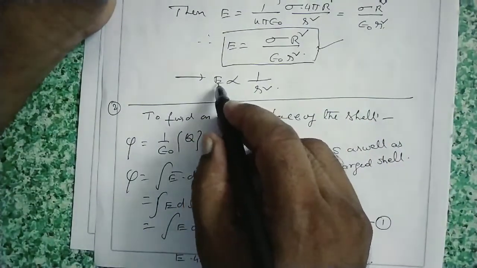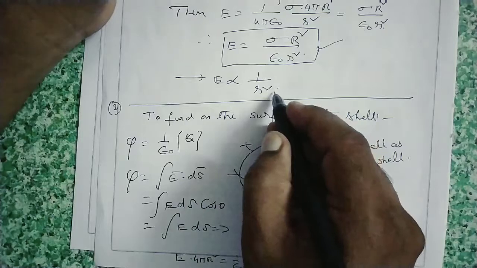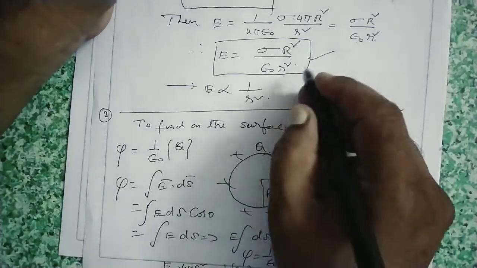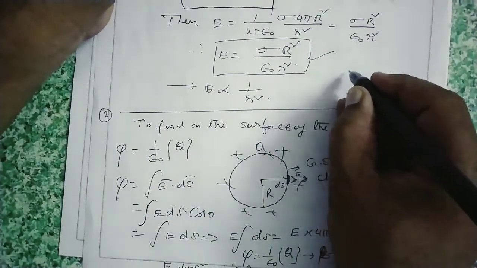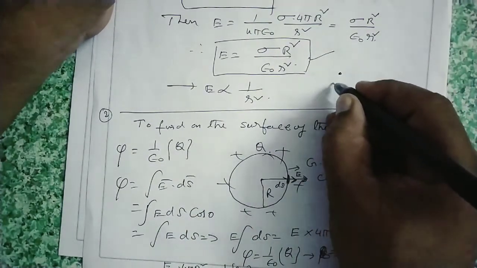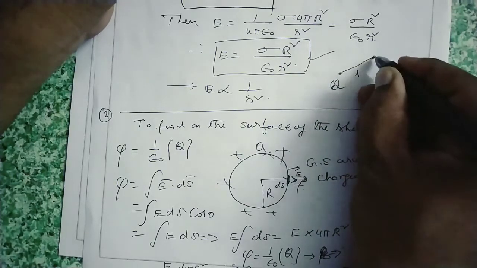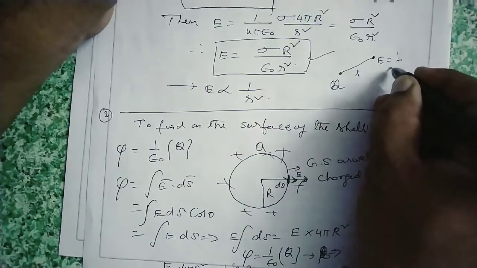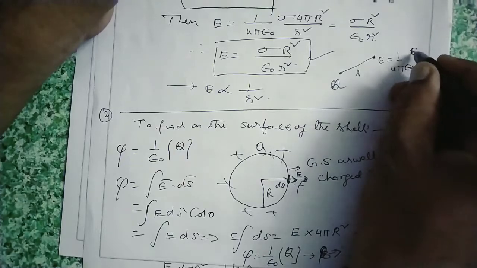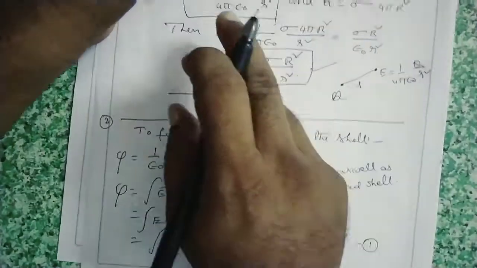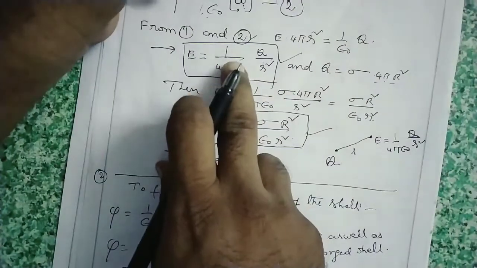Anyhow, what we are understanding is E is proportional to 1 by R square. Just like in the case of a point charge, if the charge is present at a point at R distance, how much field intensity did we get? We know 1 by 4 pi epsilon 0 Q divided by R square. Same answer we got here. Same answer due to the shell also we got.